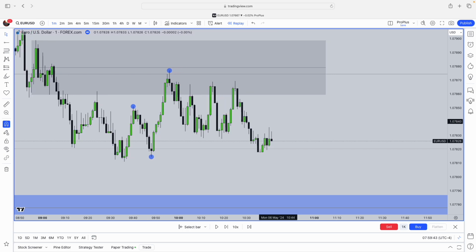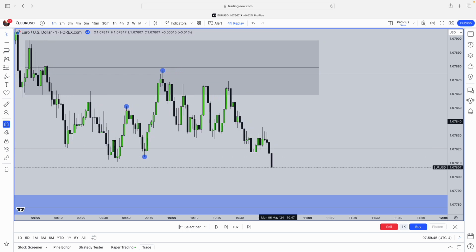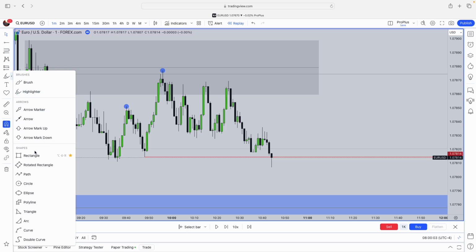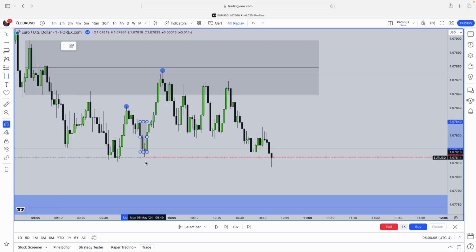Again, there's no news, and also the UK had a bank holiday, and it's Monday, so expect this sort of choppiness. But price does end up taking that out here at 10:44. So this is a breaker now. So these three candles here.